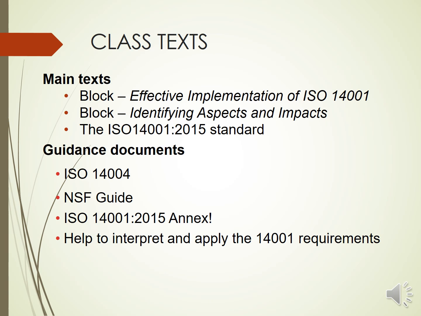There are 3 class texts that are required by block. The first one, effective implementation of ISO 14001. Another one by block, identifying aspects and impacts. And the ISO 14001 2015 standard. I've arranged with the American National Standards Institute, so you can get the copy of the standard free along with 2 other related standards. These standards are normally $200 a piece, so you're getting $600 worth of standards for free.